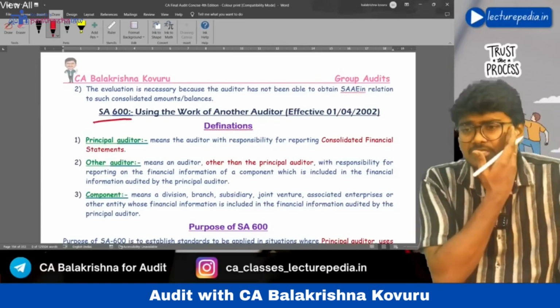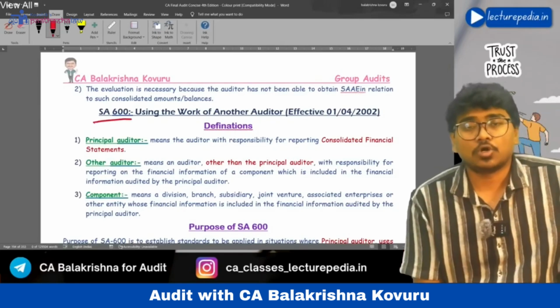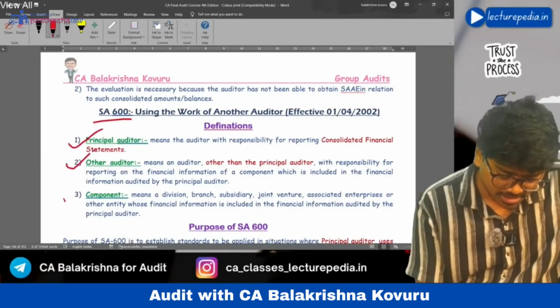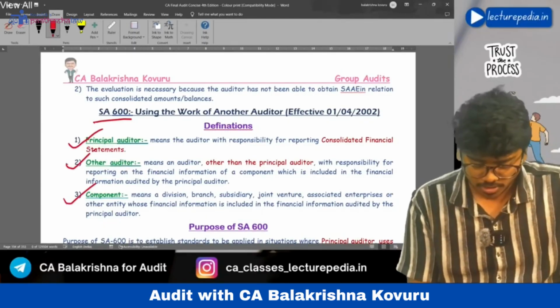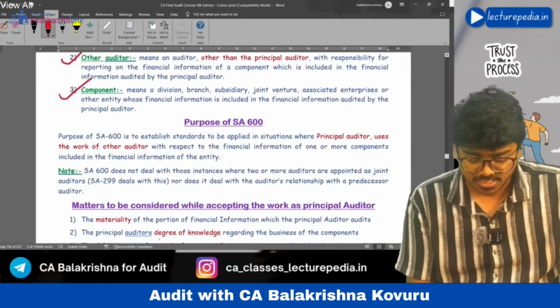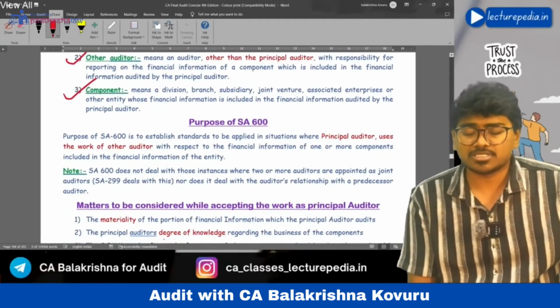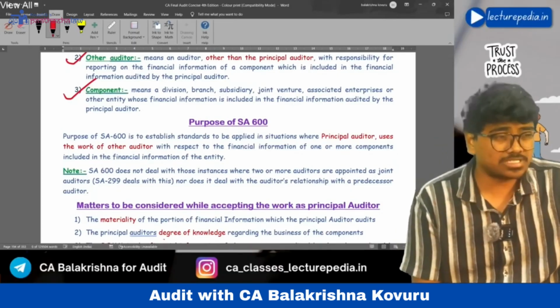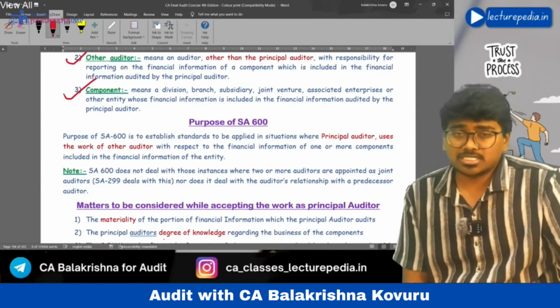SA 600: using the work of another auditor. Now you already know these definitions: principal auditor, other auditor, component. These definitions you already know. Purpose of SA 600. See, the SA 600's purpose is to establish standards when the principal auditor uses the other auditor's work.